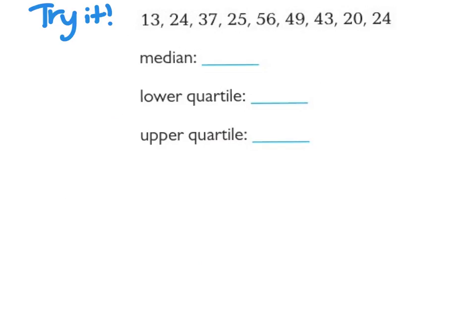All right, you ready? So the first one I'm going to have you do is you're just going to find the median, the lower quartile, and the upper quartile. So make sure you first put them in order, because if you just find the middle number here, it's going to be wrong because they're not in order. Let's put them in order first, find the middle number, and then find your lower and upper quartile. I'm going to pause the video, and when I come back, you will be done.